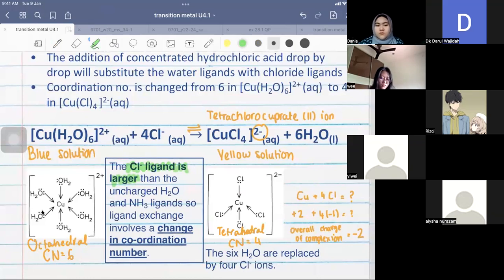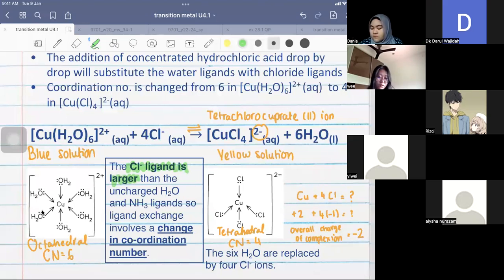Okay, that's when you add hydrochloric acid. What if we add ammonia? Okay, we add ammonia dropwise and then in excess, right? Oh, I just realized that my slide is not right, that's cobalt. Okay.